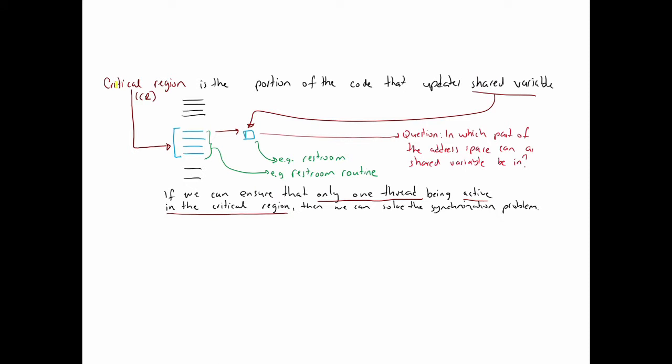Now, we had defined the critical region as the portion of the code that updates or accesses the shared variable. So if this is our code, and this is our shared variable, then the portion of the code here which updates this is called the critical region. And if you remember our shared apartment example, this shared variable is effectively the restroom in the house, and this part is the restroom routine that we have.